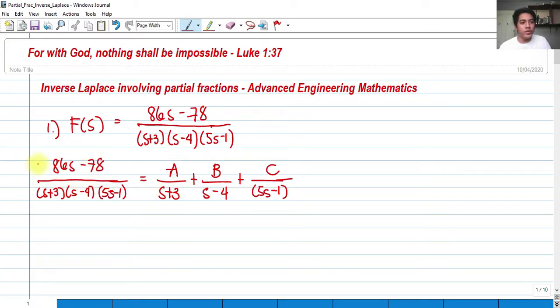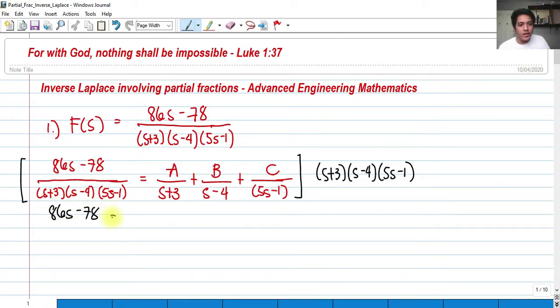So we are going to multiply this whole equation by quantity s plus 3, quantity s minus 4, multiplied by quantity 5s minus 1. So what will happen? We have 86s minus 78 is equal to A, where s plus 3 is cancelled, so this will be s minus 4 multiplied by 5s minus 1. The s plus 3 will not be included because it cancels the denominator.